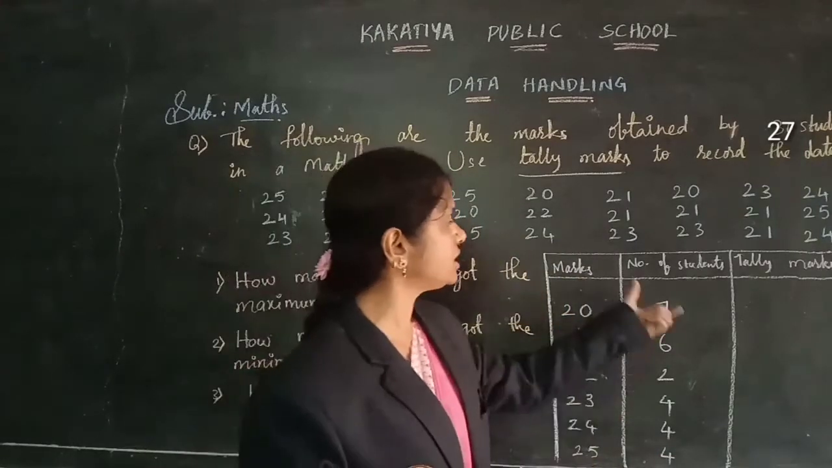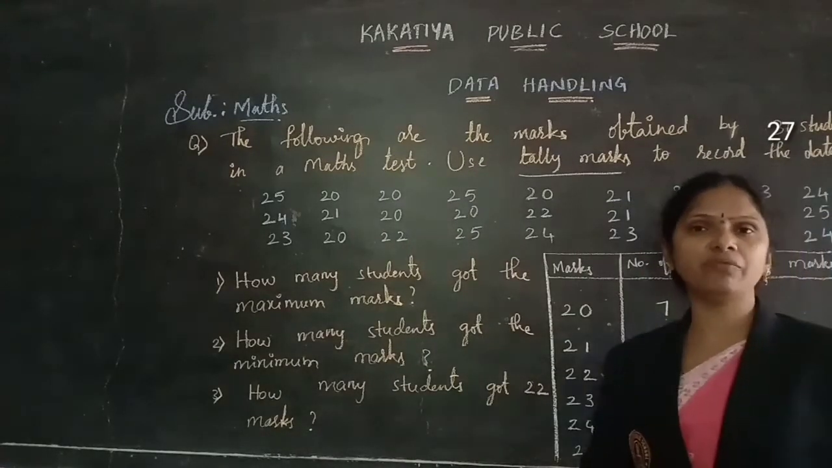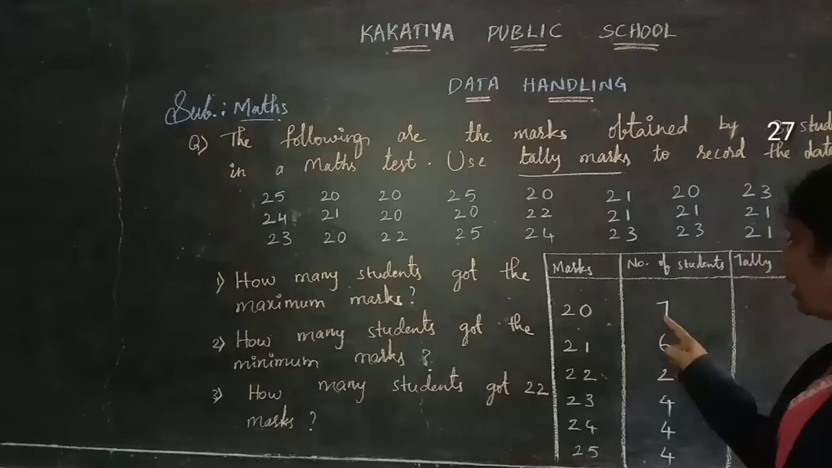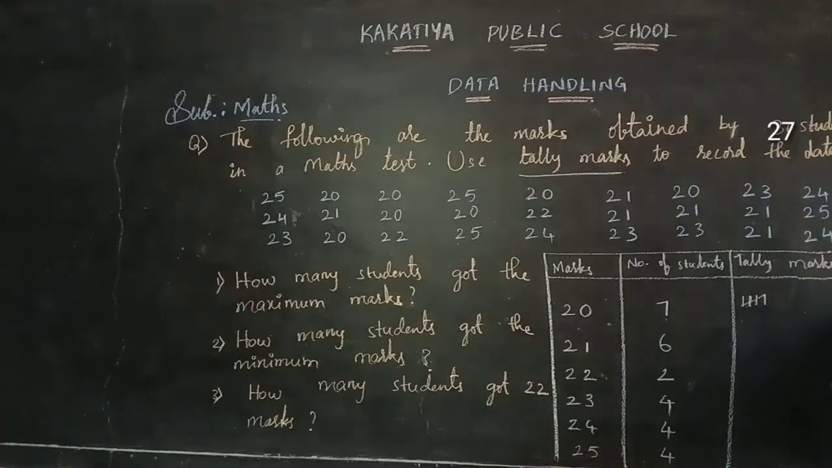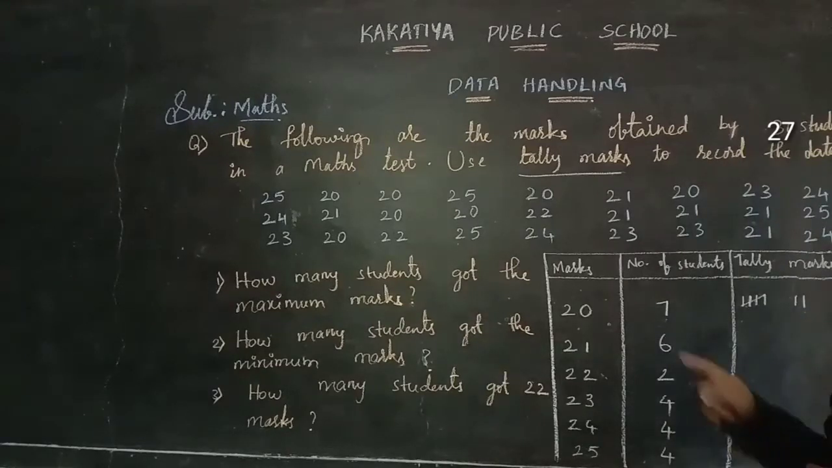Come on, let's show this number of students in the form of tally marks. How to show the number of students? Tally marks are nothing but making a group of 5. So here we have 7. First, how to show that 7? 1, 2, 3, 4 students, I am using vertical lines, and for the 5th student I am taking a slanting line. With 5 students I am making a group. And 6, 7. So we have 7 students.